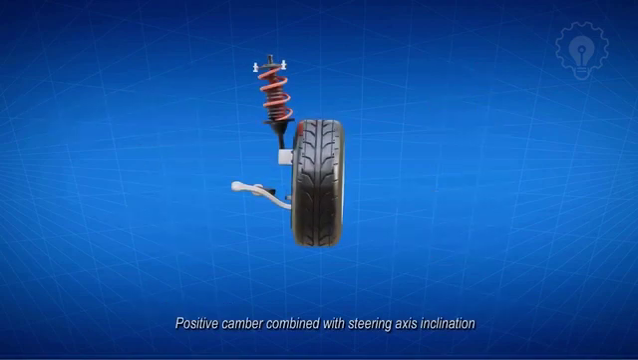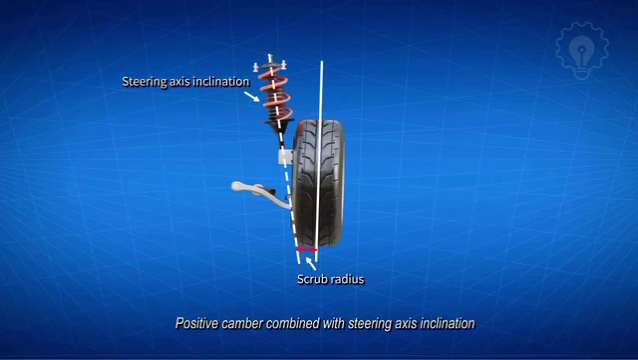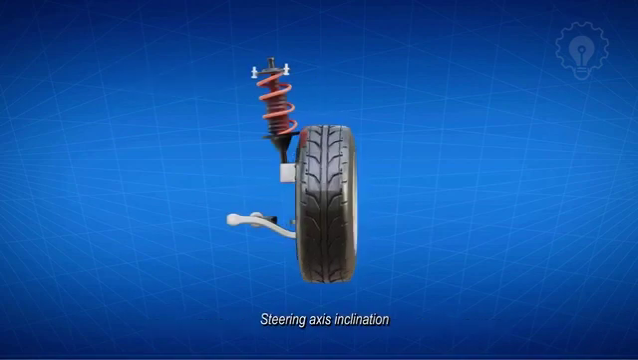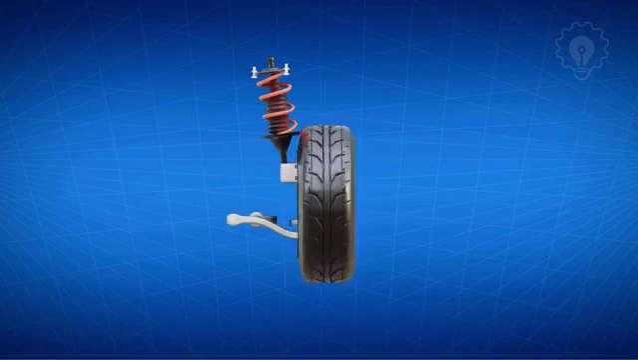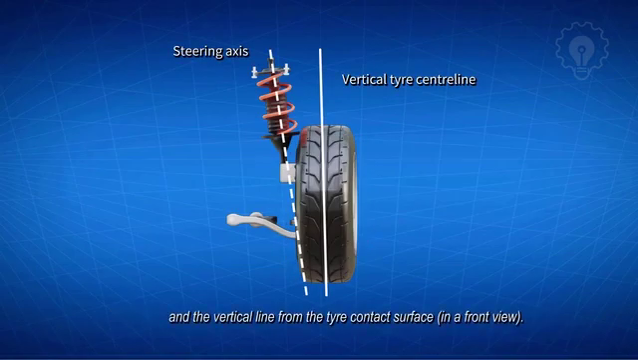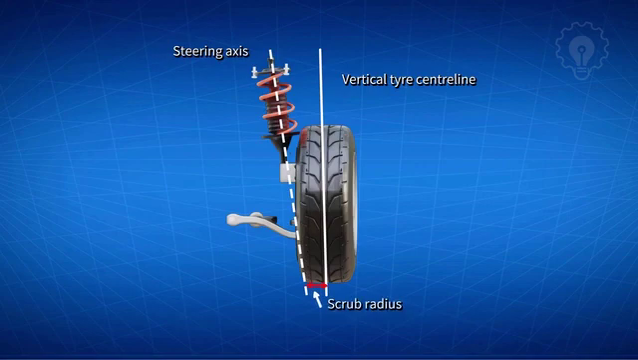Positive camber combined with steering axis inclination could be adopted to reduce steering effort and minimize tire wear. What is steering axis inclination? The steering axis inclination is the angle between the centerline of the steering axis and the vertical line from the tire contact surface, in a front view. The distance between the steering axis and the center of the contact patch is the scrub radius.